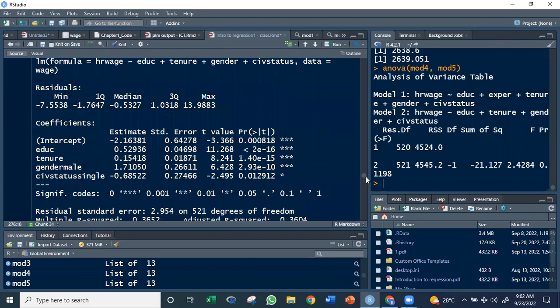Right. So based on this will be our final model. Okay, all the variables are now significant. Okay, and here it turns out that on the average, male employees receive $1.71 more than their female counterparts, ceteris paribus, and then single employees receive $0.685 less than their married counterparts, ceteris paribus. Okay, so let me stop recording now.